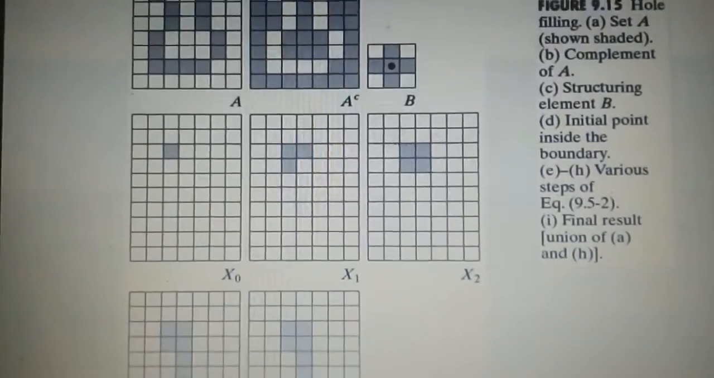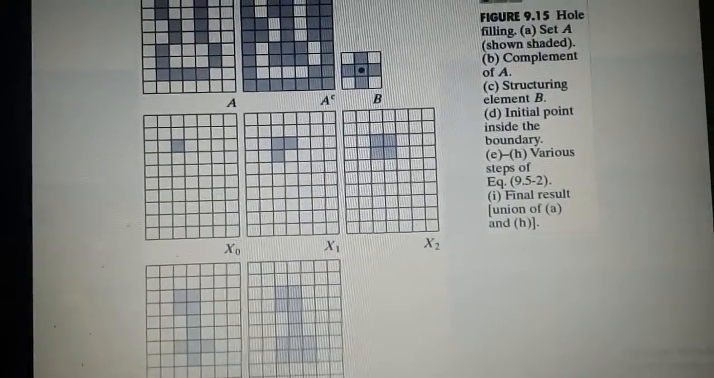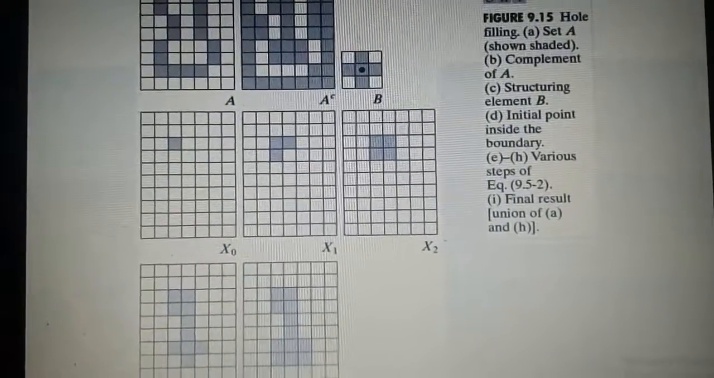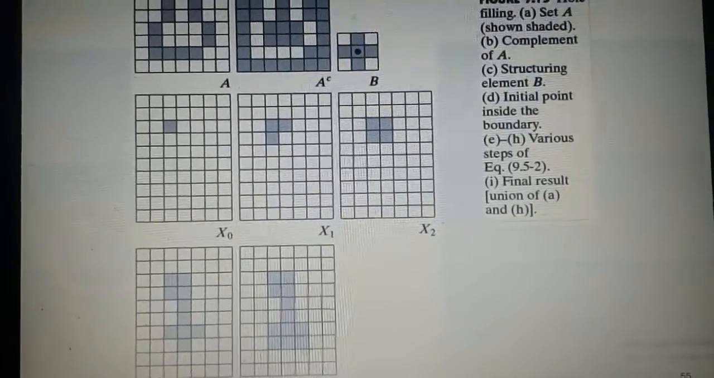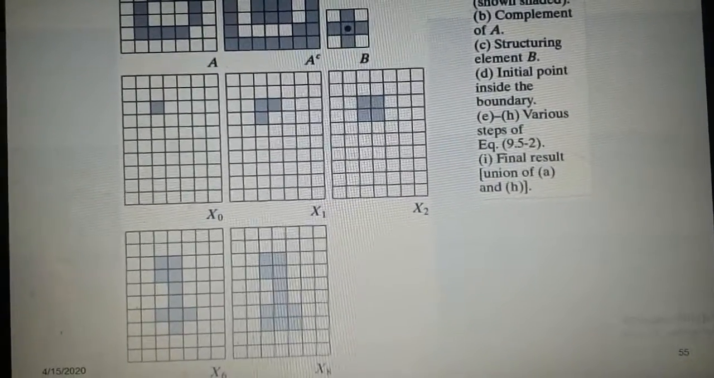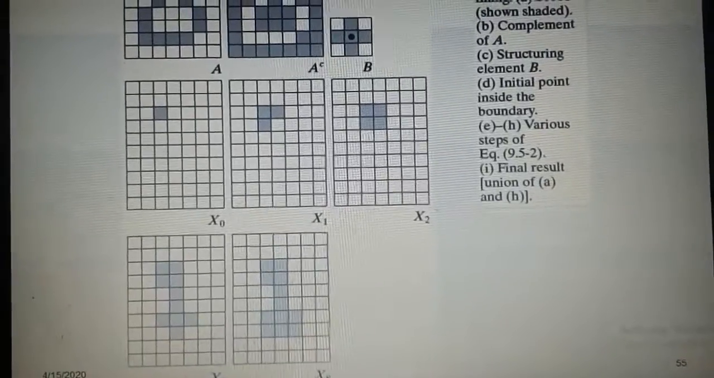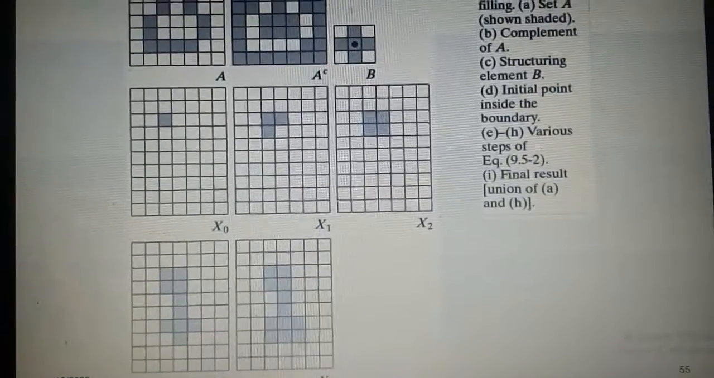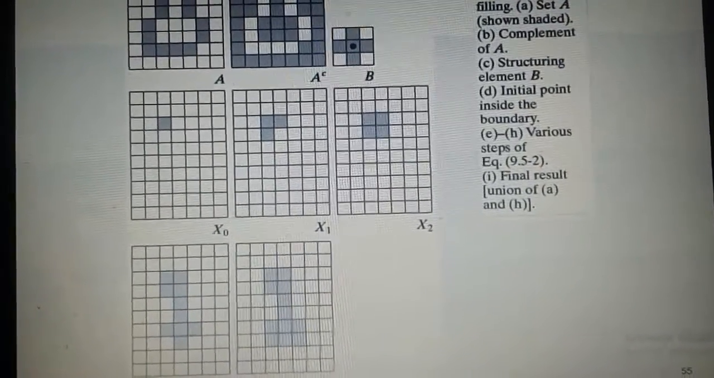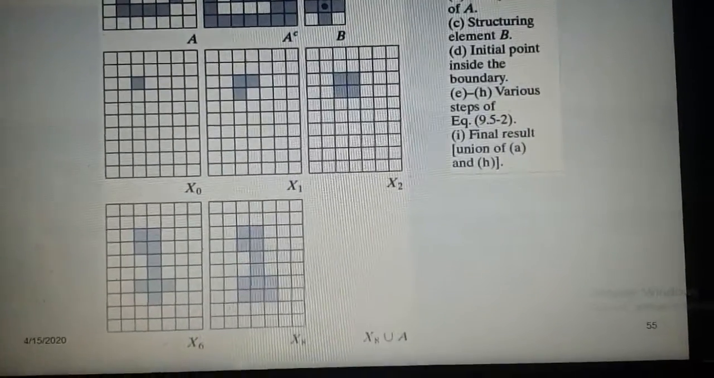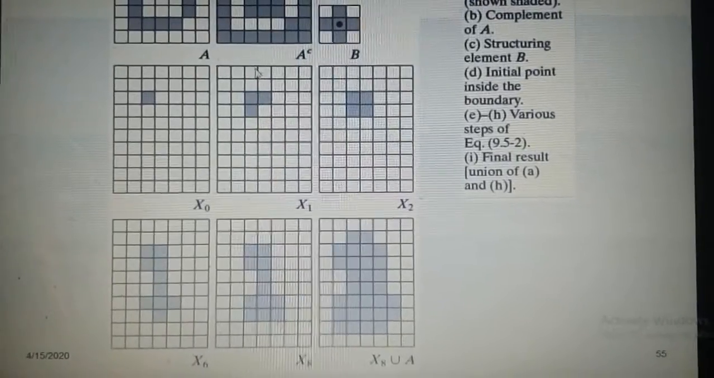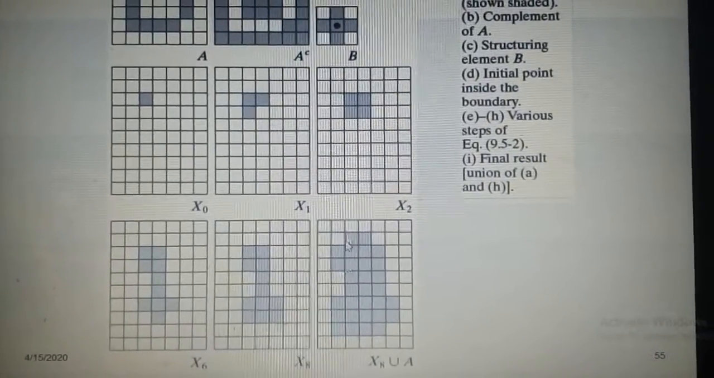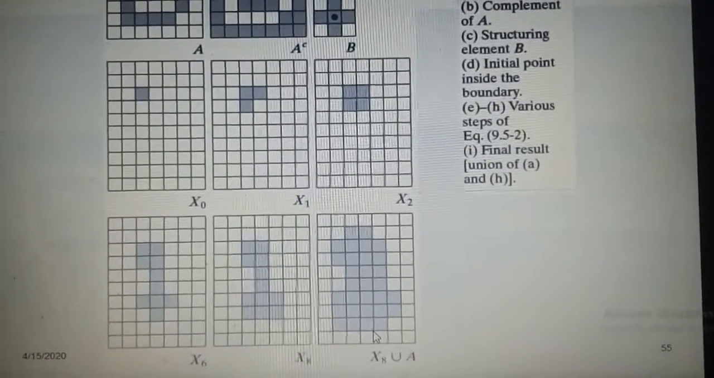So you can observe all the points are identified, and in the last step we add this set, whatever we obtained in the previous steps, with the original set A to get the final result, that is the hole filled set A.